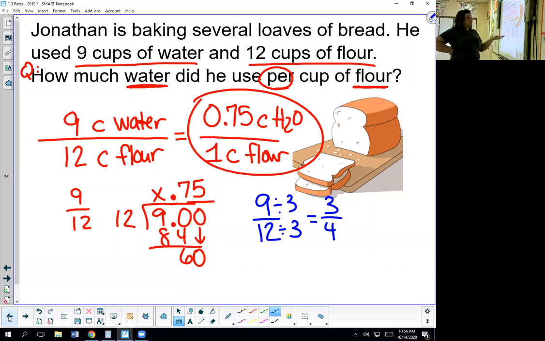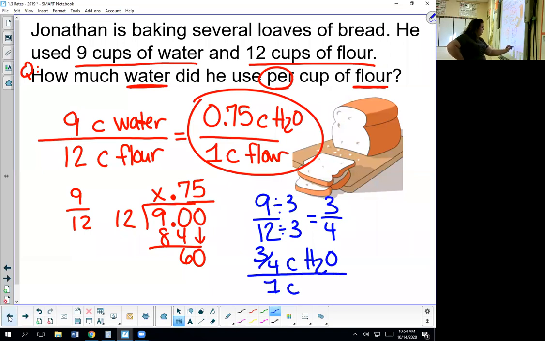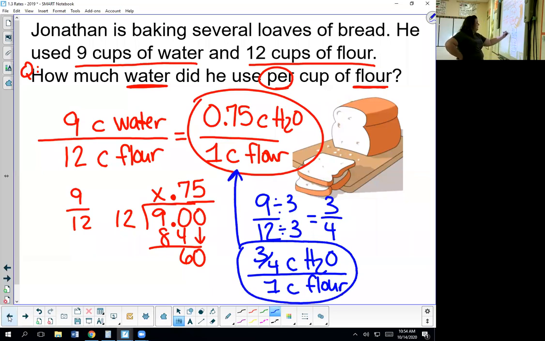So another way that you can write this, and it looks weird, but this is correct, 3/4 of a cup of H2O for 1 cup of flour. These mean the same exact thing, because I got 3 out of 4, right? 3/4 out of $1, meaning 4 quarters. Isn't that 75 cents? 75 cents. So either way, most of you are probably going to decide which one you want to do based on what you're comfortable with. If you want to do the division, fine. If you want to simplify, fine.